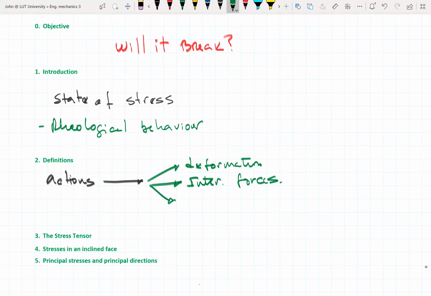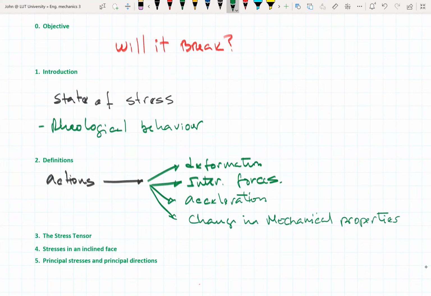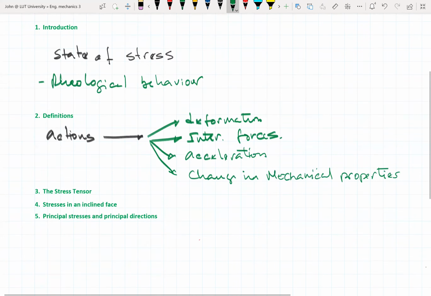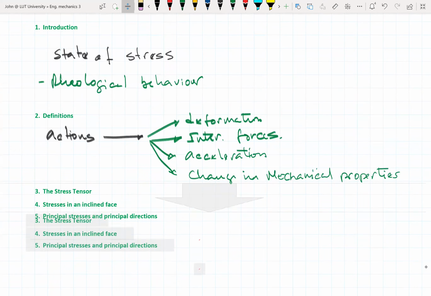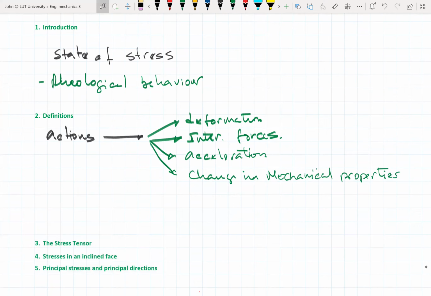Any external force can also cause, if it's a free moving body, acceleration. It can cause a change in mechanical properties in the case we're applying some heat to the part. We write them down here, and many other things. Again, to keep the definitions consistent, even though I'm repeating this, you have already seen it.